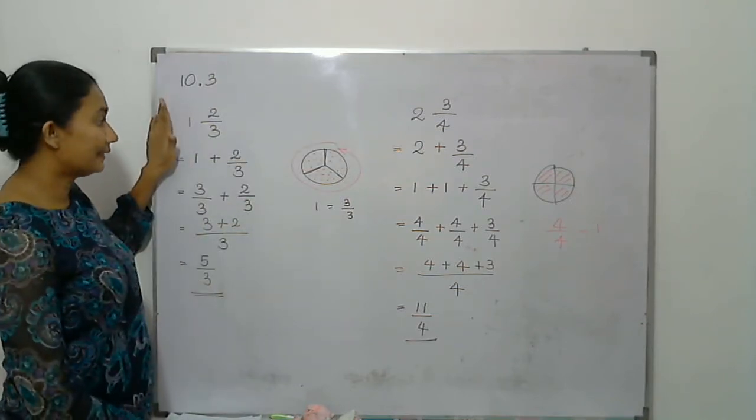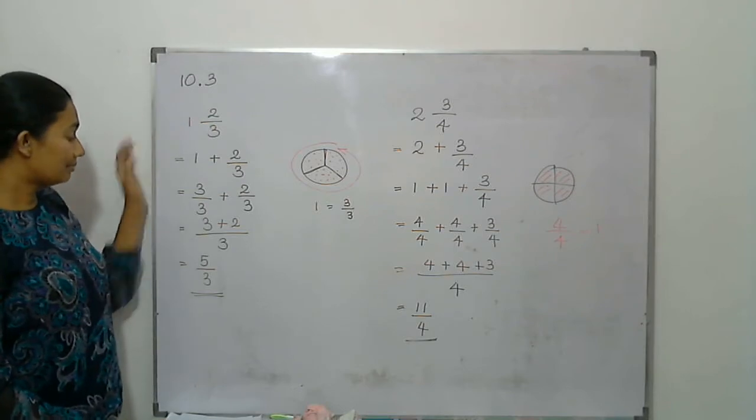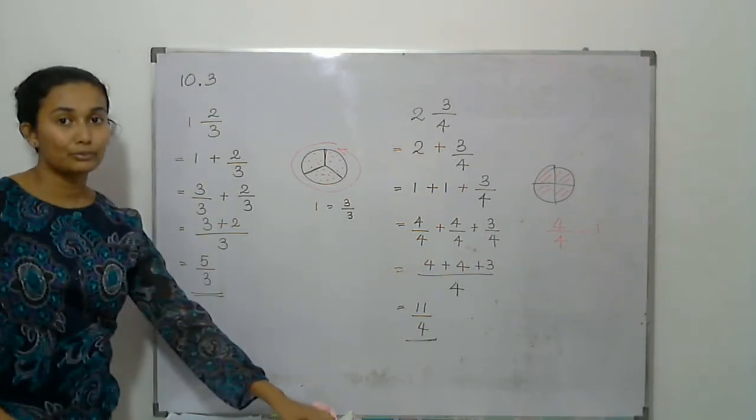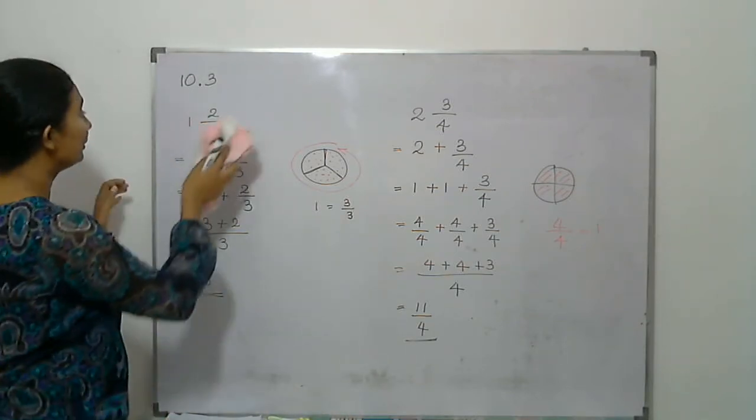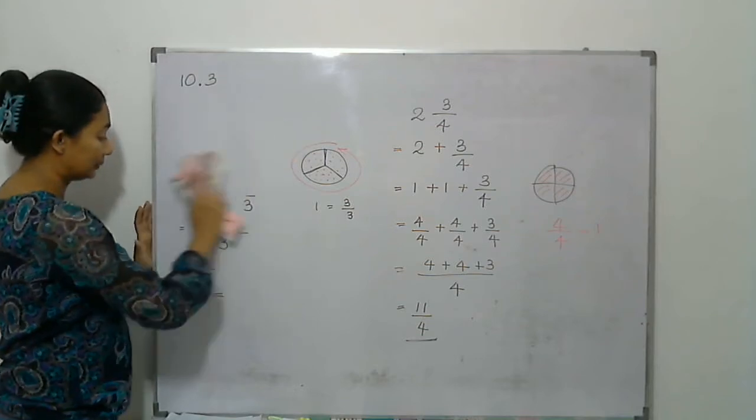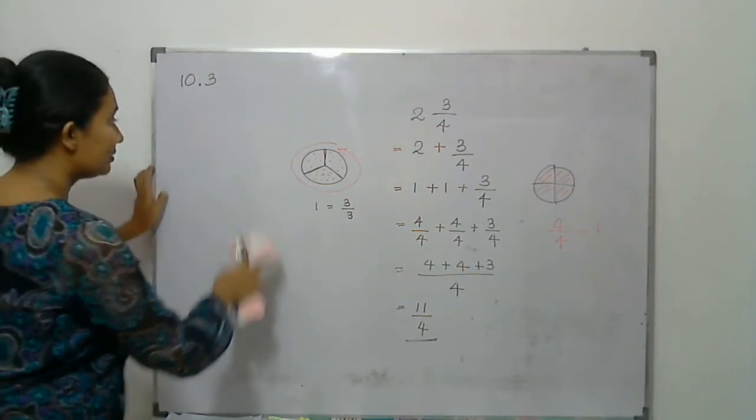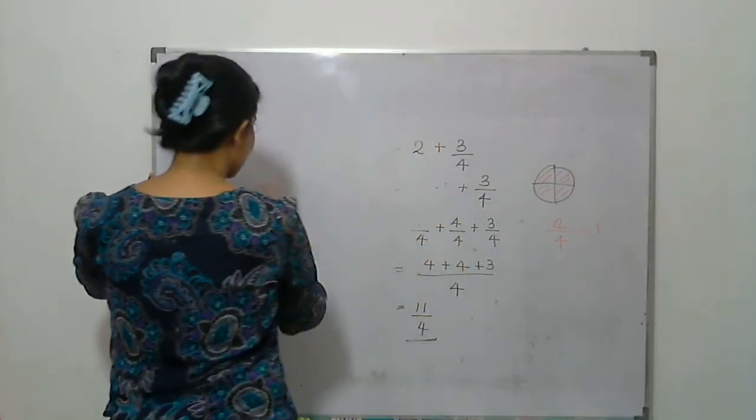Now this is the method 1 to convert mixed numbers to improper fractions. Now quickly move on to, now I am going to move on to method number 2. Okay, let's see what is method number 2. It is easier than this one.